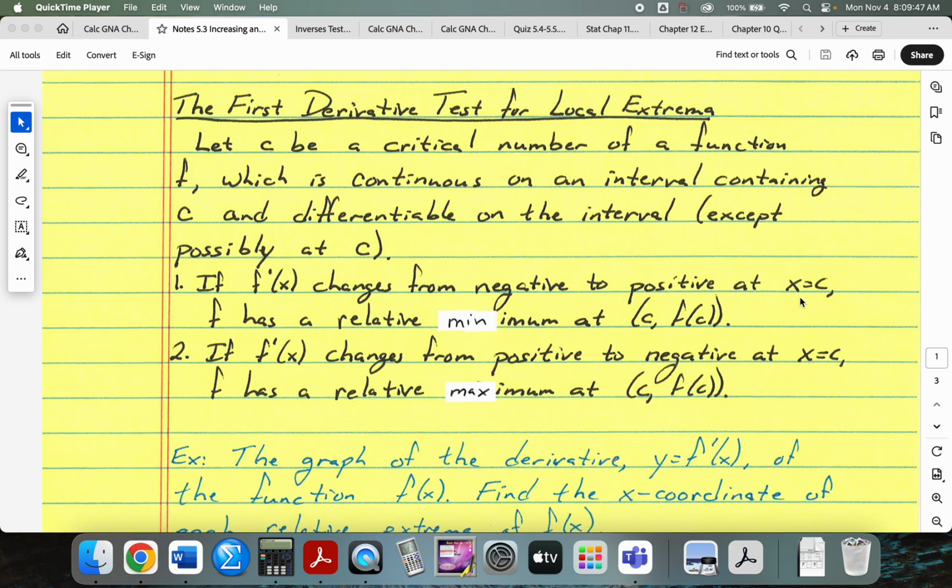So if c is a critical number of a function f, which is continuous on an interval containing c, and differentiable on the interval except possibly at c, then there are two things that could go on that we're interested in. If f prime changes from negative to positive at x equals c, f has a relative minimum at c, f of c. So that means f prime changes from negative to positive, means that f changes from decreasing to increasing.